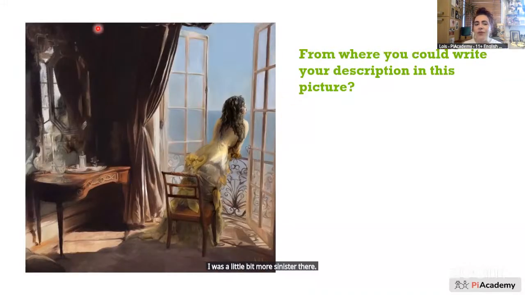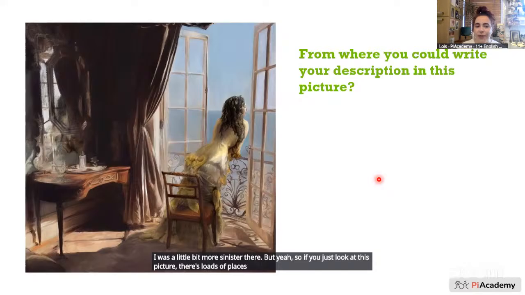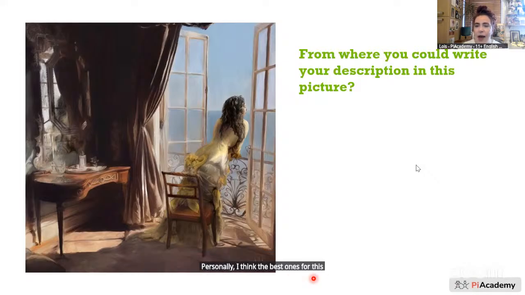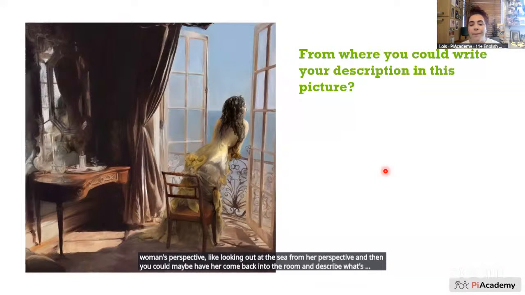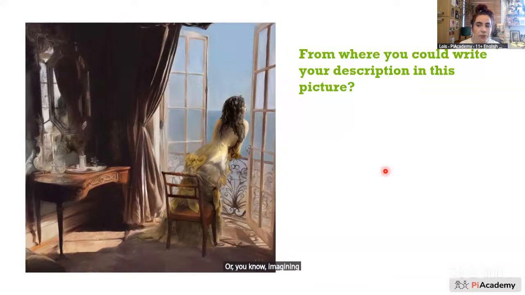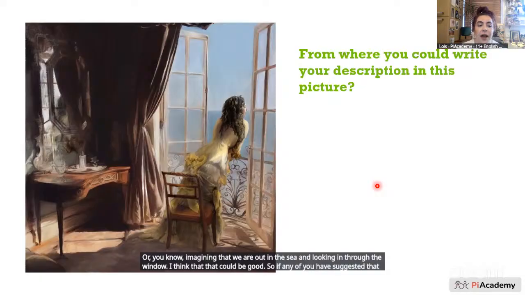But yeah, so if you just look at this picture, there's loads of places from which you could write, loads of perspectives from which you could imagine that you're looking at the scene. Personally, I think the best ones for this are looking out, as in from the woman's perspective, like looking out at the sea from her perspective, and then you could maybe have her come back into the room and describe what's inside, or imagining that we are out in the sea and looking in through the window. I think that that could be good. So if any of you have suggested that, yeah, that's a nice idea.